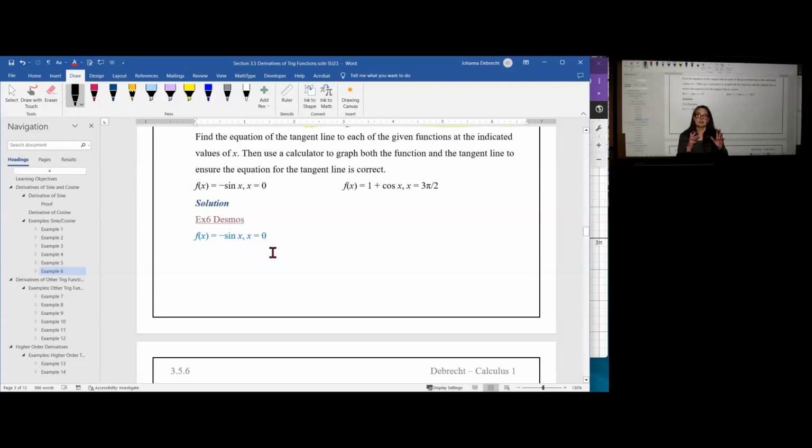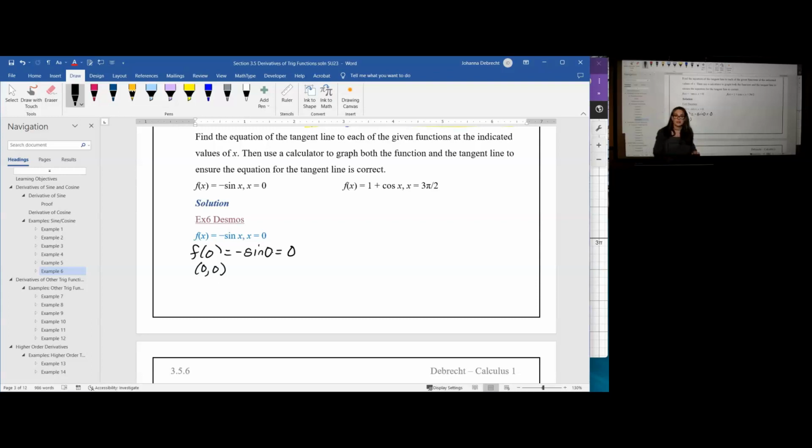We know we want the equation of the tangent line, so we need the point on the actual function. That means f of 0. So the first thing I'm going to look for is f of 0, which becomes negative sine of 0, but the sine of 0 is 0, and negative 0 is 0. This gives me the ordered pair 0, 0. Now I need the slope of the tangent line. Have the point x1, y1. I need the slope of the tangent line.